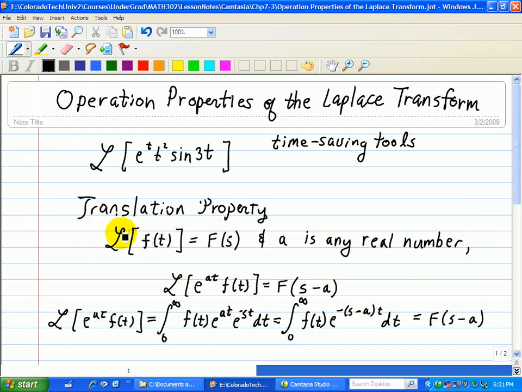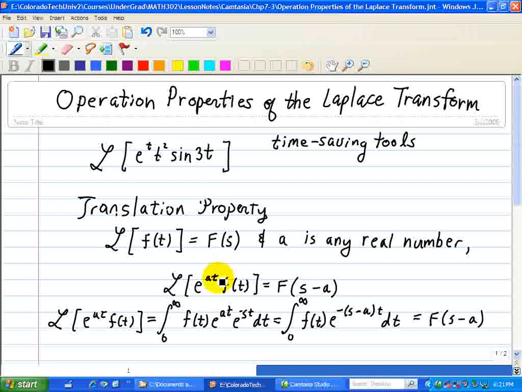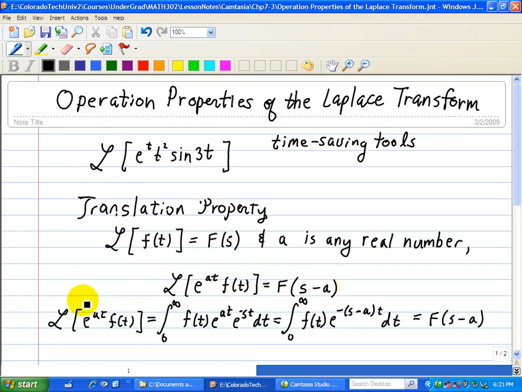Suppose we have the Laplace transform of f of t equal F of s, and that we have a constant a, which is any real number. So when we take the Laplace transform of f of t multiplied by this exponential e to the at, the resulting Laplace transform is simply F of s minus a.